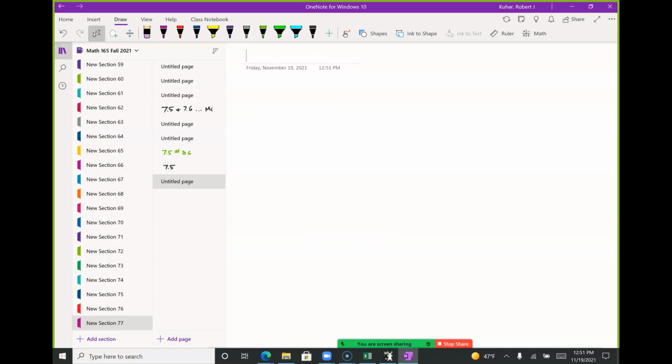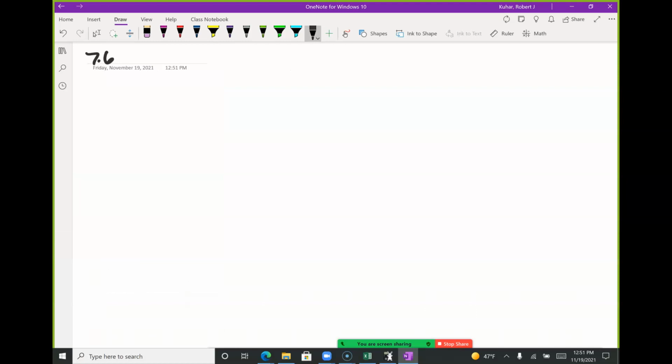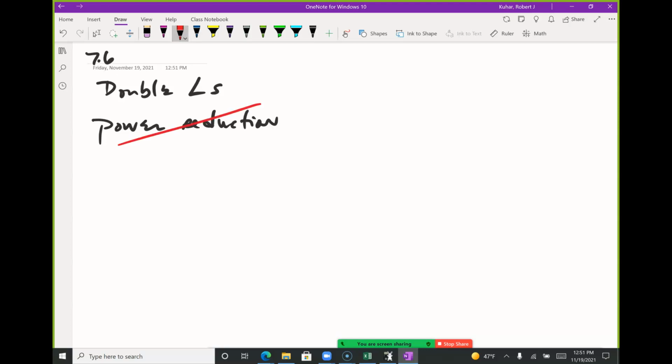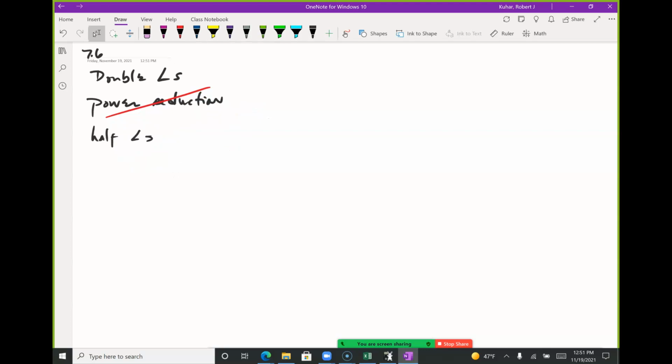All right, here we go, 7.6. In 7.6, we have 3 sets of identities. I'm going to only hold you to 2 of them. This is the double angle identities, power reduction. We do those in Calc 2, so that's the one I'm going to skip. And then the half angle identities. Let me write them all down first, and then we'll see how we use them.